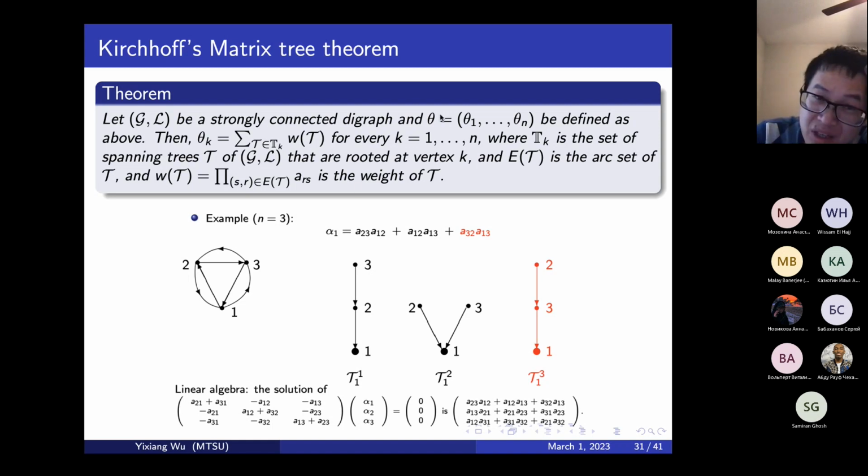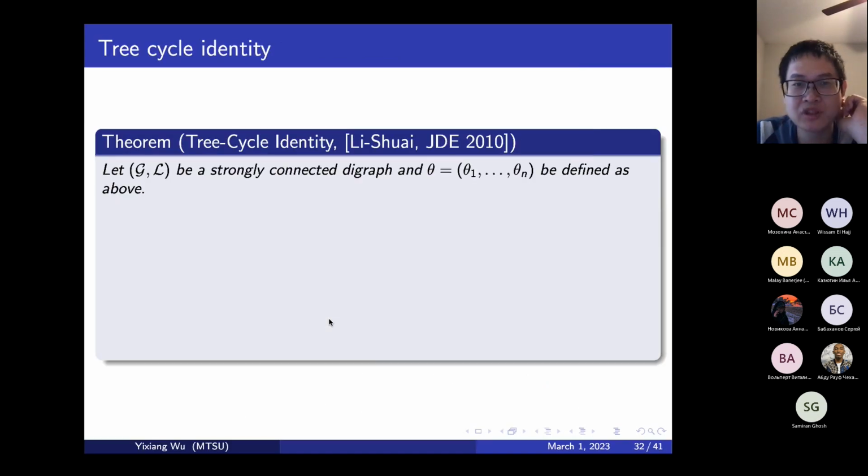If you use a row Laplace matrix, the only difference is that you need to look at the trees rooted out from vertex 1. This means these arrows need to be pointing in reverse directions. The tree cycle identity from this paper is as follows.